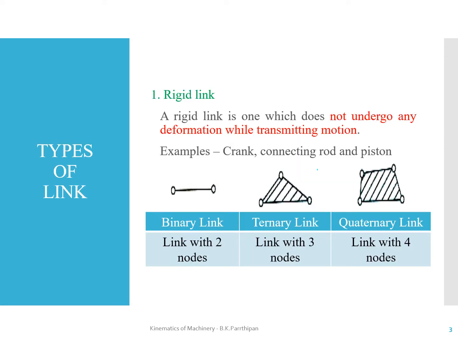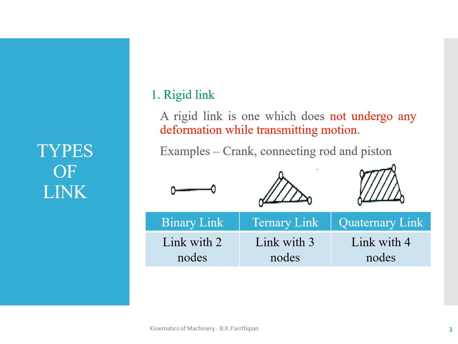Okay. Now the various types of links are, broadly, classified into three types. First one, rigid link, flexible link and fluid link. Now first we will define a rigid link. A rigid link is one which does not undergo any deformation while transmitting motion. And the examples are, as I told in the previous example, the crank, connecting rod and piston of a simple mechanism, which are all rigid links.